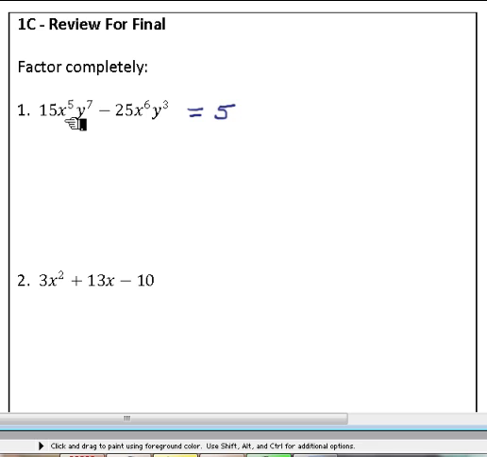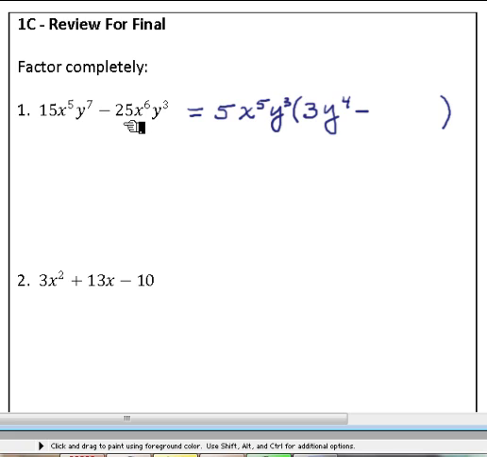And let's take out the smallest power of x, so we can pull out an x to the 5th. And we can pull out a y cubed from both. All right, if we pull out factor 5 from 15, we're left with 3. We pulled out the x to the 5th. If we pull out y cubed from y to the 7th, we're left with y to the 4th.